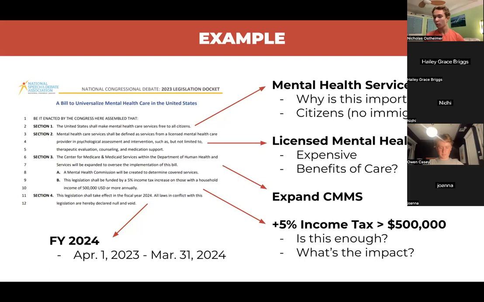Now, someone else, how are we going to pay for these free mental health care services? Through an income tax, a 5% income tax. A 5% income tax specifically on who?